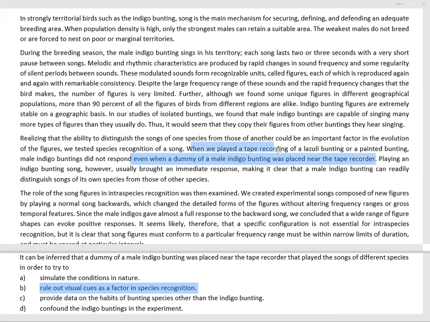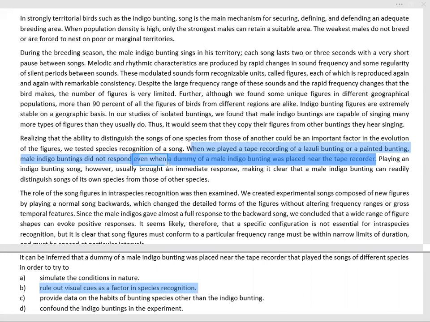So when the tape was played, which had a recording of a lazuli bunting or a painted bunting on it, the male indigo buntings did not respond, even when a dummy of a male indigo bunting was placed near the tape recorder. Notice the phrase, even when. We realize that the experiment was relating to the songs of the bunting, and the researchers were trying to trick the male indigo bunting into responding to the songs of the lazuli bunting. In other words, to respond to the song of a different species.